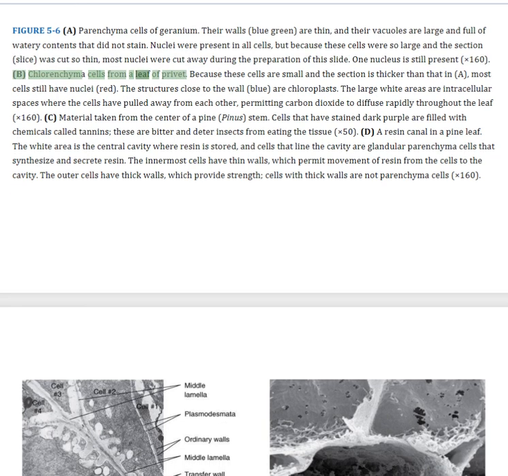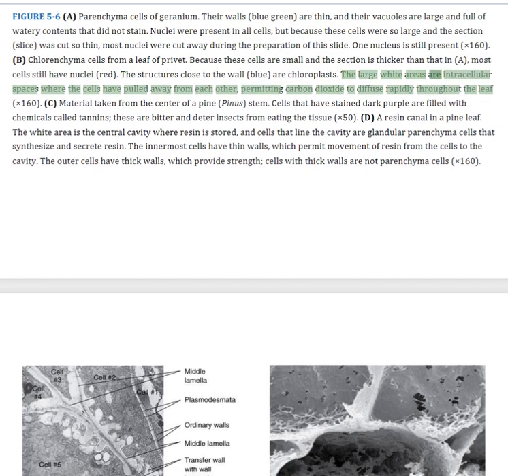Chlorenchyma cells from a leaf of privet. Because these cells are small and the section is thicker, most cells still have nuclei. The structures close to the wall are chloroplasts. The large white areas are intracellular spaces where the cells have pulled away from each other, permitting carbon dioxide to diffuse rapidly throughout the leaf.